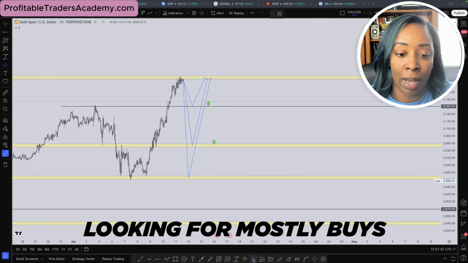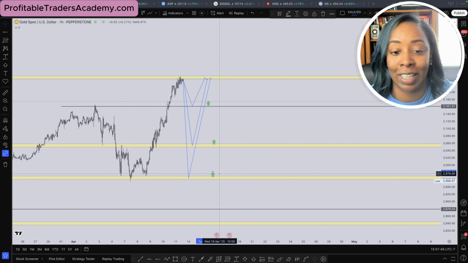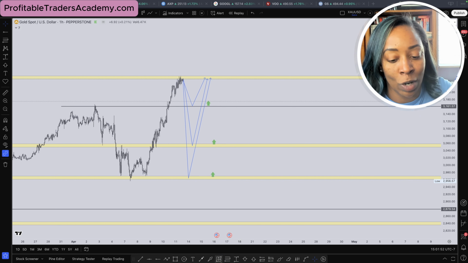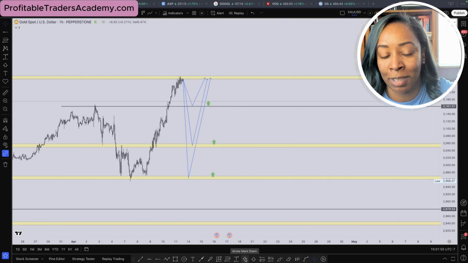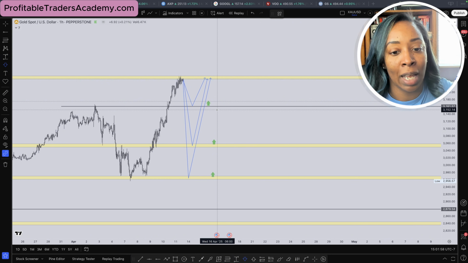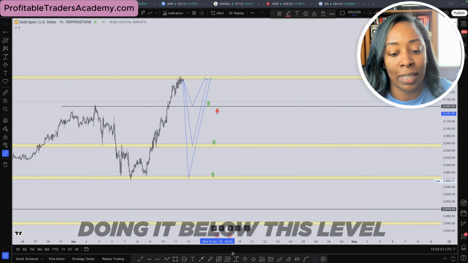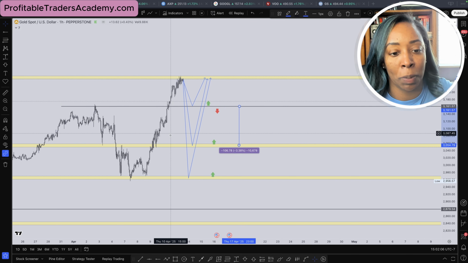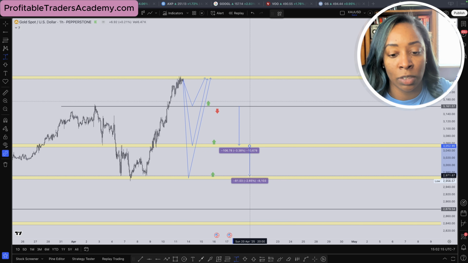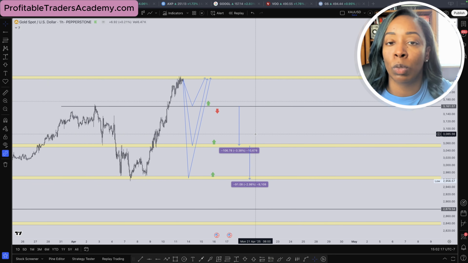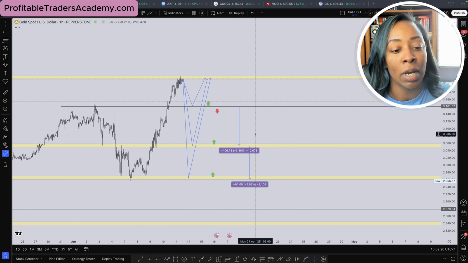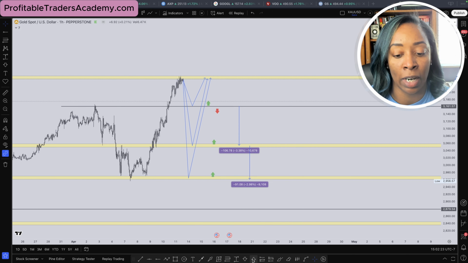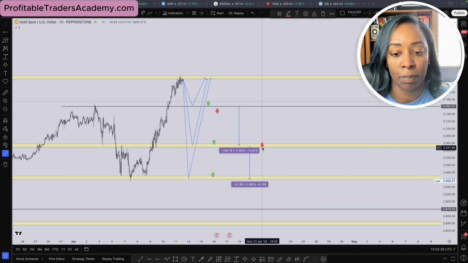Looking for mostly buys, or pretty much all buys. I'm not looking for any sells, but let's just say I wanted to take the counter trend for whatever reason. Maybe something pops up inside of the market, then I would feel a lot more comfortable doing it below this level, and then basically just riding the price down to these different zones, just paying attention to what could possibly happen over here. So that's one idea. Obviously, this is a lot of pips inside of the market, so I would probably look for smaller zones, depending on how price is forming in real time, but that's essentially going to be the idea there. And then let me just mark off this because it'll be below here.